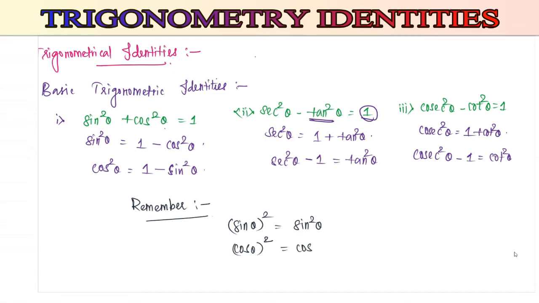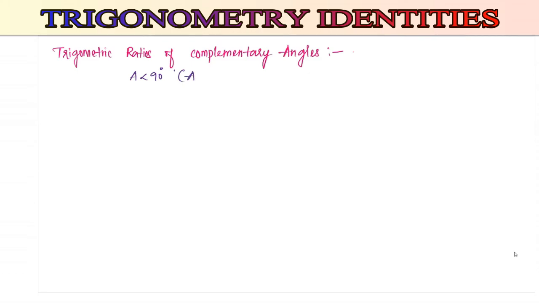Okay, next I am going to teach you the trigonometric ratios of complementary angles. For an acute angle A, so here A is going to be an acute angle, less than 90 degrees.